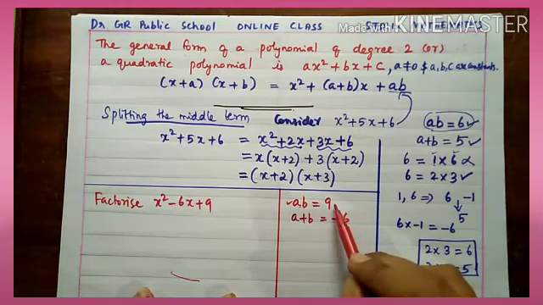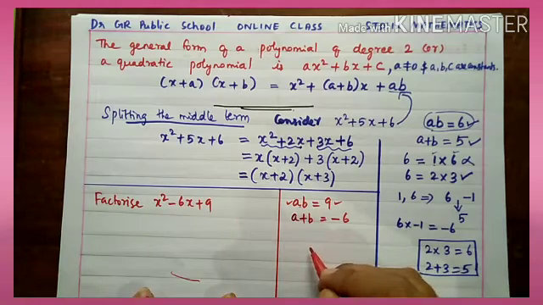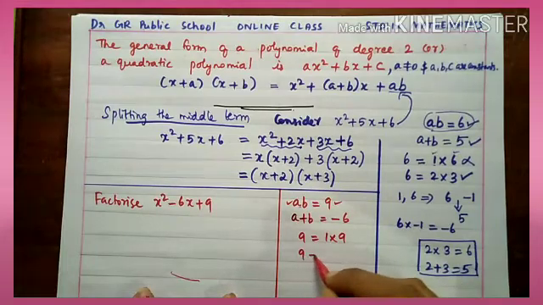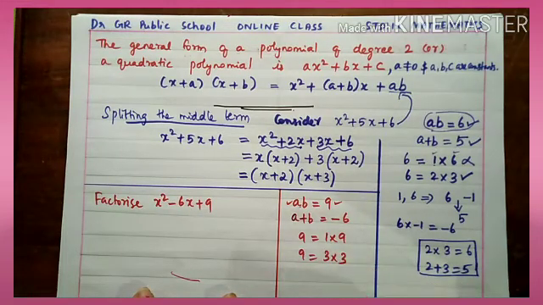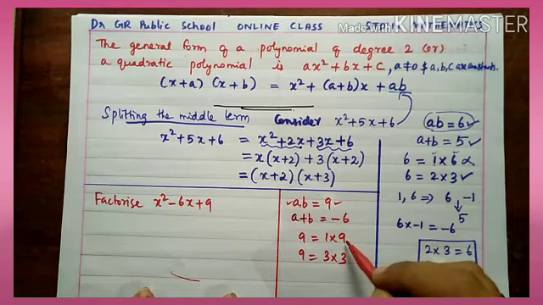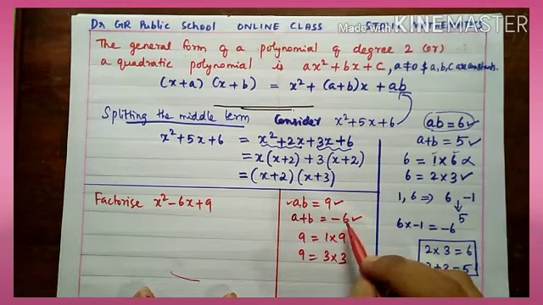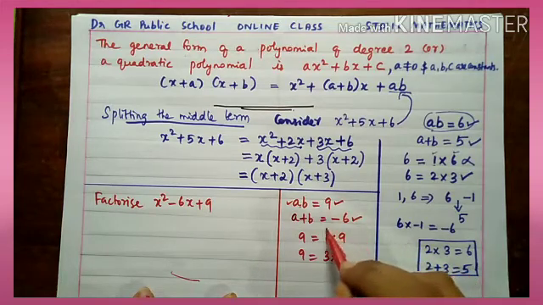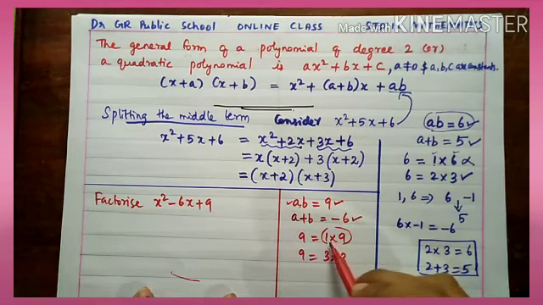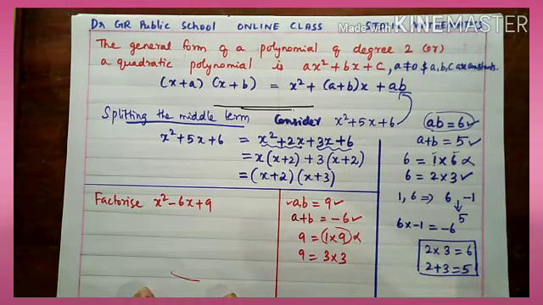Okay, so let us start from the product 9. What are the combinations of factors we get for 9? 1 into 9 is 9, and also 3 into 3 is 9. Any other product that forms 9? No. Now our aim is to get the product 9 and sum minus 6. Is there any possibility of getting this a plus b, minus 6, from the two numbers 1 and 9? No. 1 and 9 we cannot add or subtract to get minus 6. So this first chance is not possible.